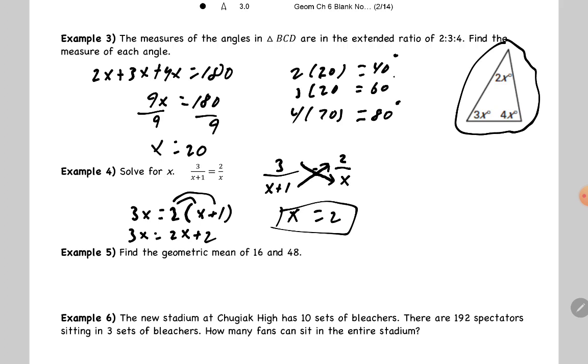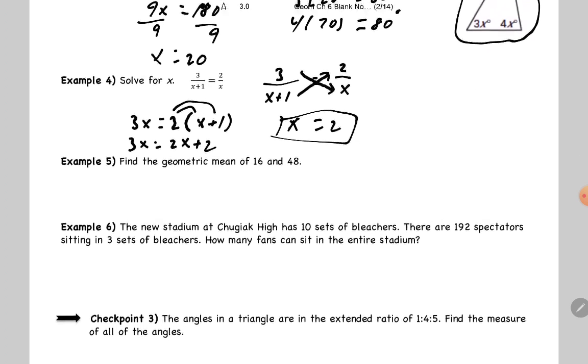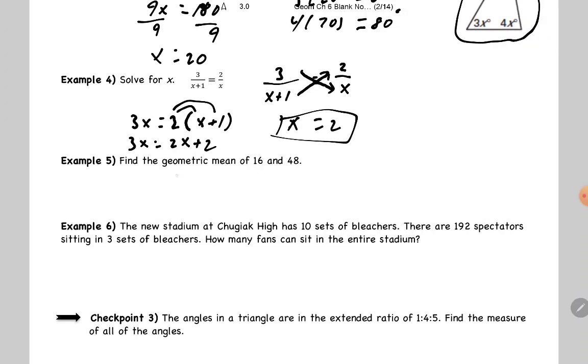Find the geometric mean of 16 and 48. Okay, so all you do is set it up like this. 16 over x equals x over 48. Do your cross multiplication. So I'll get x squared equals 768. That's what 16 times 48 is.